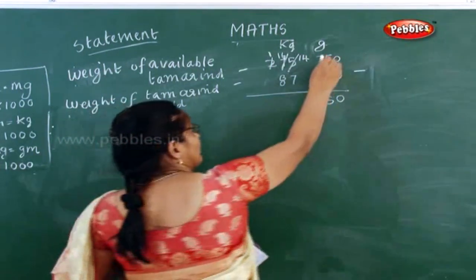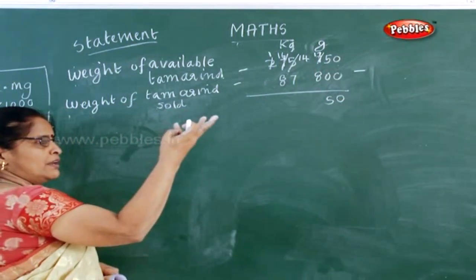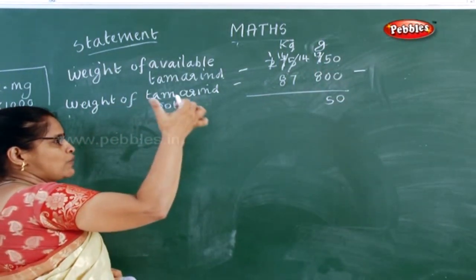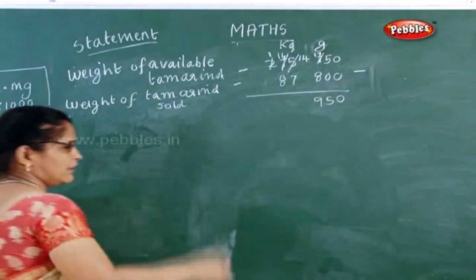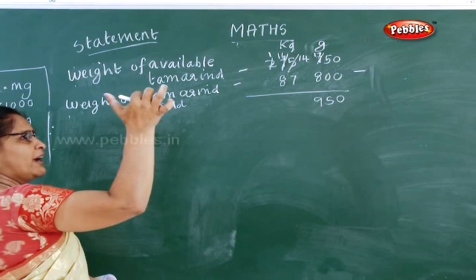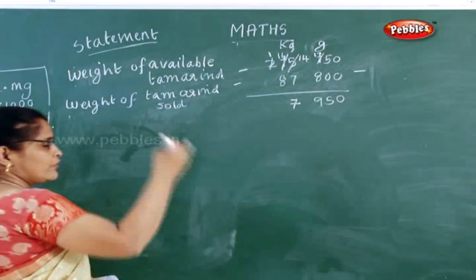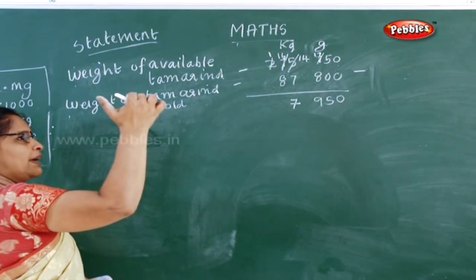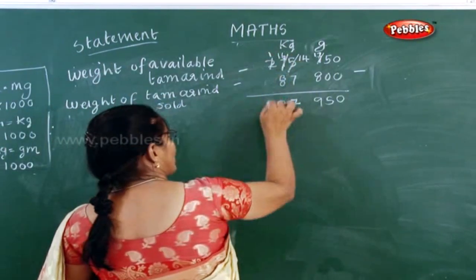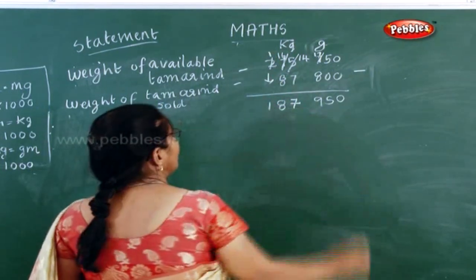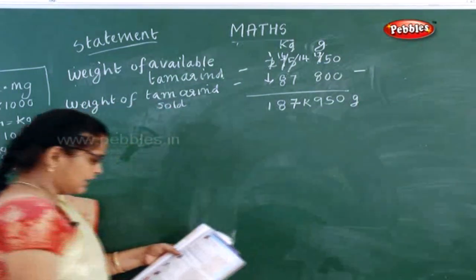Now what will this become? This will become 17. So what is 17 minus 8? 16, 15, 14, 13, 12, 11, 10, 9. Now what is 14 minus 7? 13, 12, 11, 10, 9, 8, 7. Now what is 16 minus 8? 15, 14, 13, 12, 11, 10, 9, 8. Now what did I tell you? This one will come straight away 1. So here 187 kilos and 950 grams.